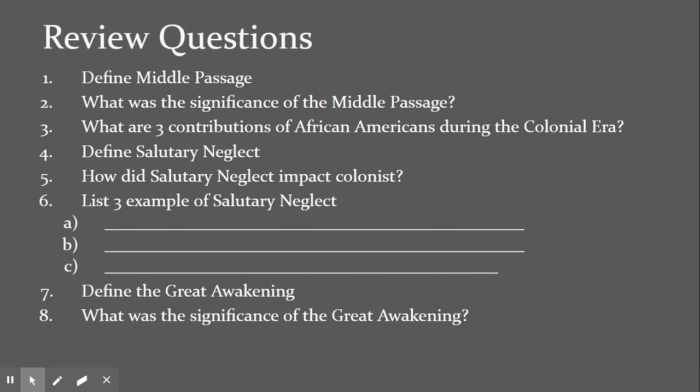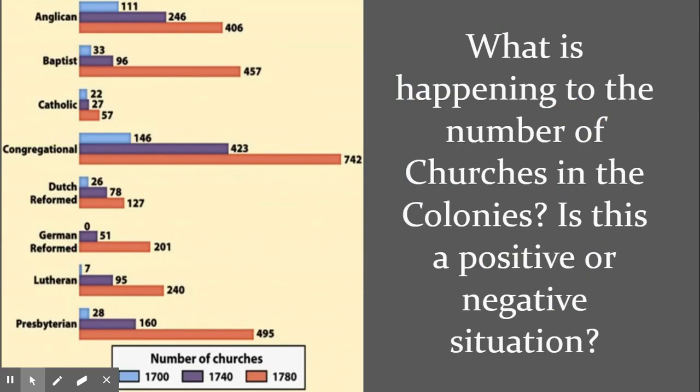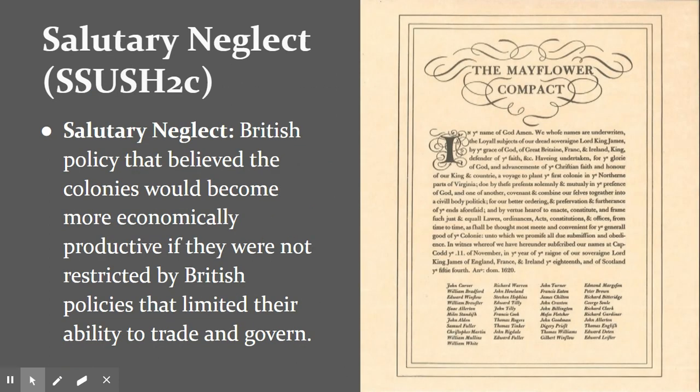Okay. Define salutary neglect. We'll go back to it real quick and I'll show you. It's just the British policy that believed that the colonies would become more economically productive if they were not restricted by British policies that limited their ability to trade and govern. Meaning that we needed the right to be doing stuff on our own. We didn't have people here to govern us. They were thousands of miles away across the ocean, and we were being neglected, meaning we weren't being given the right leadership, the right power. And so we needed to take advantage of that as colonies all together to try to figure out a way to produce that kind of stuff for ourselves.